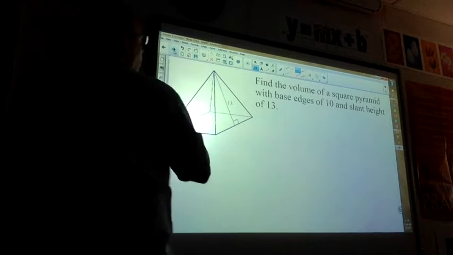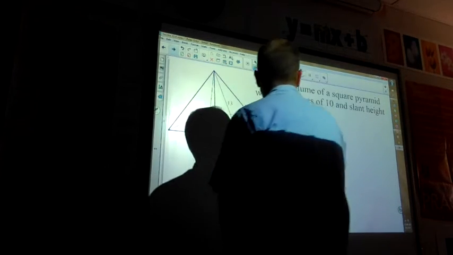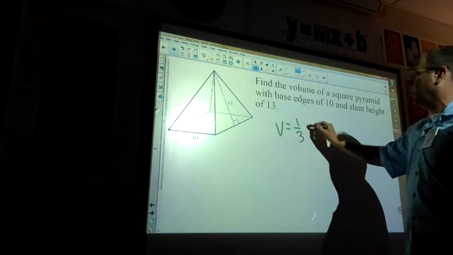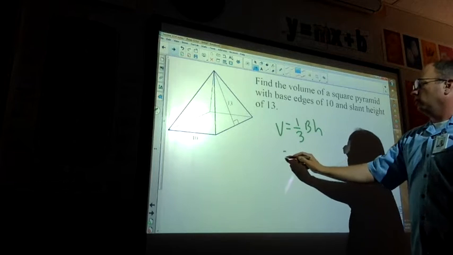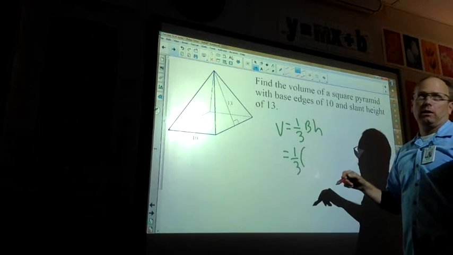All right. Find the volume of a square pyramid with base edges 10 and slant height of 13. Okay, so remember, volume of this is going to be equal to 1/3 area of the base times the height. So the 1/3 comes along as a constant. So what's my area of my base?